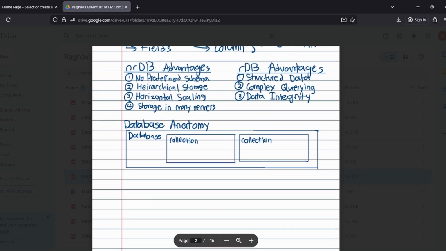Non-relational databases have some advantages and relational databases have some advantages. So in NRDBs, they have no predefined schema, which means it's very dynamic. You can kind of add whatever you want. There's a hierarchical storage, there is horizontal scaling, which is different from vertical scaling, and storage in many servers. So horizontal scaling refers to this.